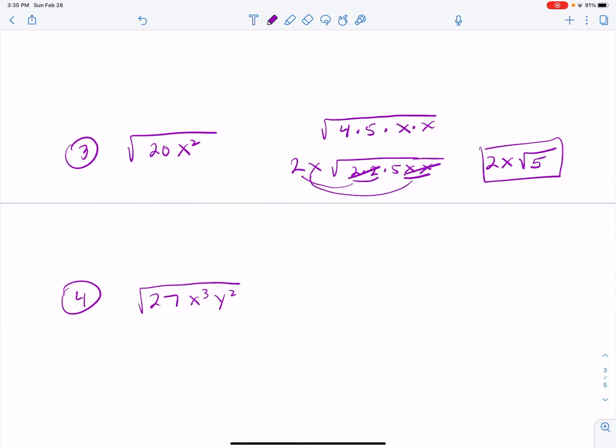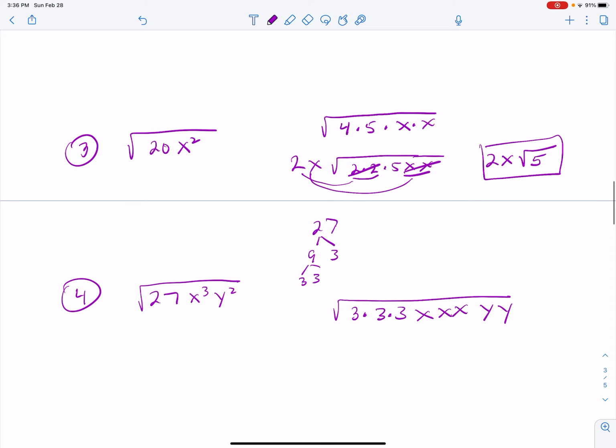Let's try number 4, the square root of 27 x cubed y squared. Some of you can see that it's 9 times 3, and the square root of 9 is 3. But oftentimes, students like to use prime factorization. So if we do that, we're going to get 3 times 3 times 3, x times x times x, y times y. That's completely prime factored out. Okay? We call that writing it in expanded form.